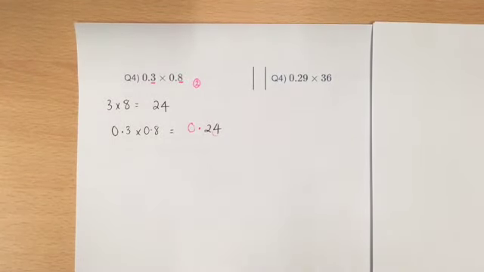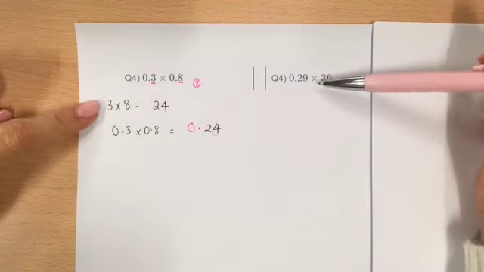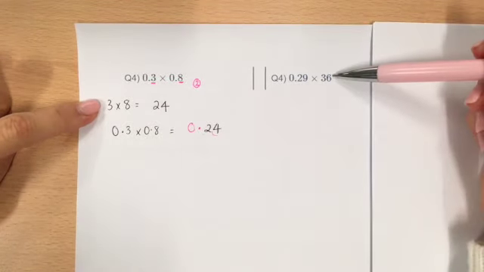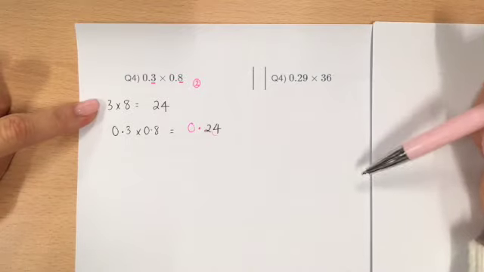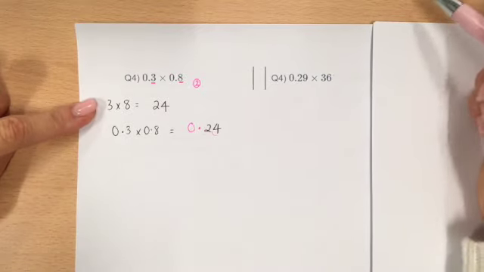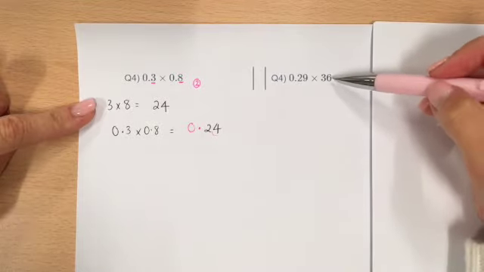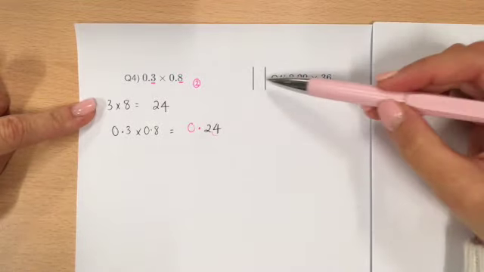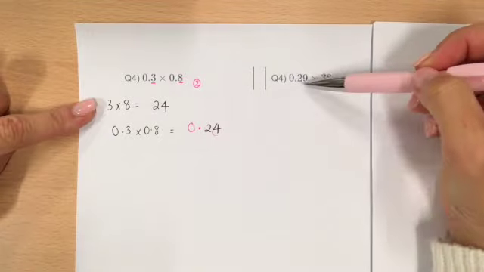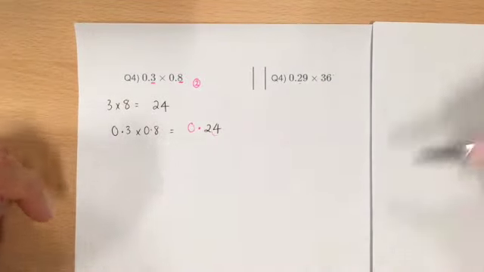Okay, now the next one's slightly more complicated because obviously it's bigger numbers. Okay, so you could do this in exactly the same way as this. So you would do 29 times 36. You would do whatever method you would do for long multiplication, Napier's bones, grid method, okay, or just traditional way. And then you would count how many numbers are after the decimal point. There are 2, so you would put 2 in.